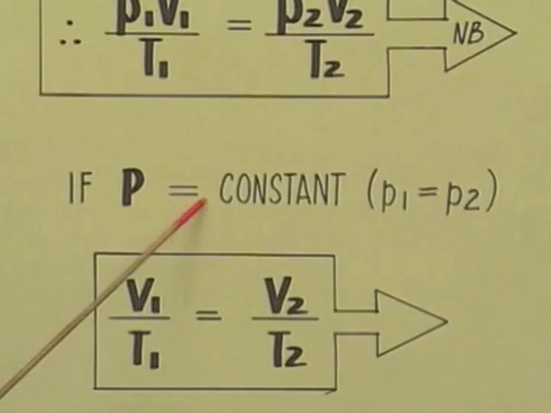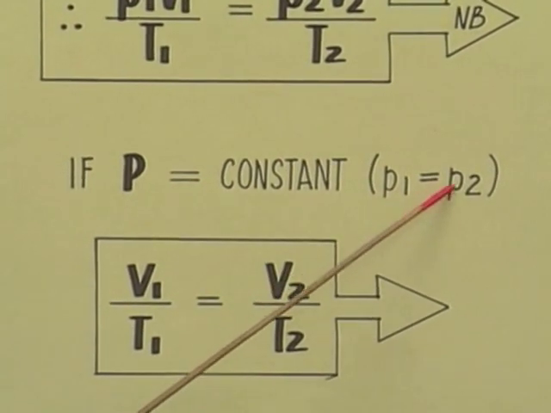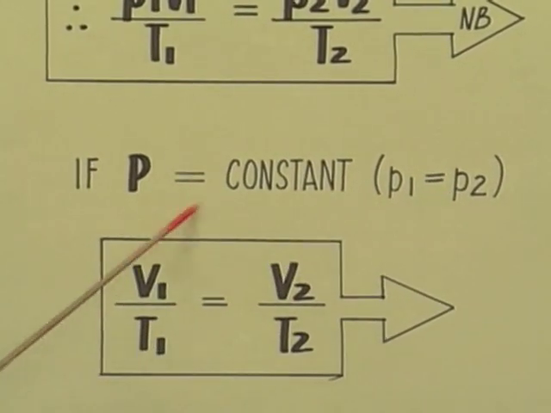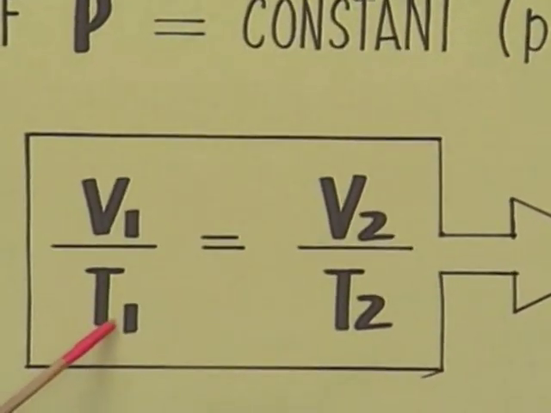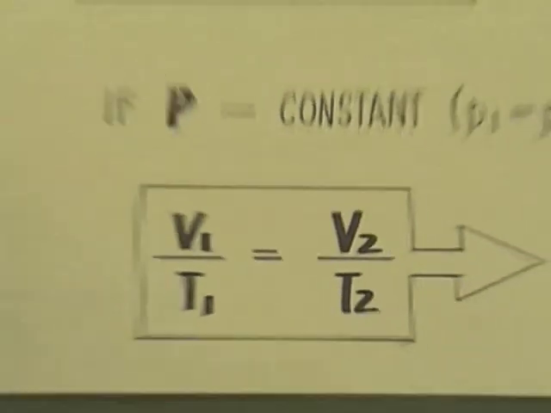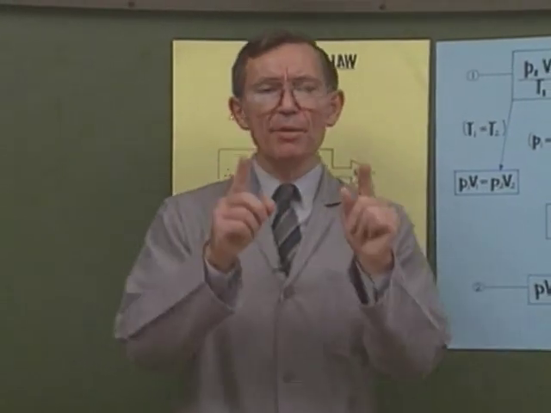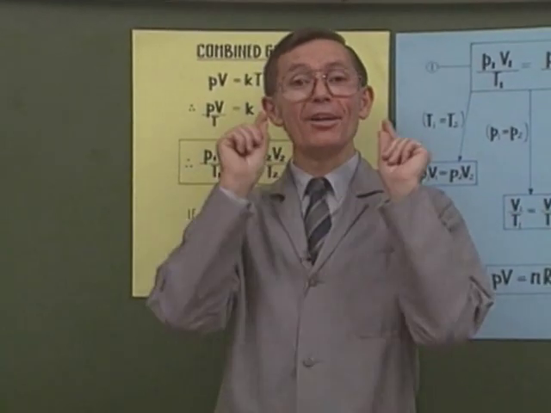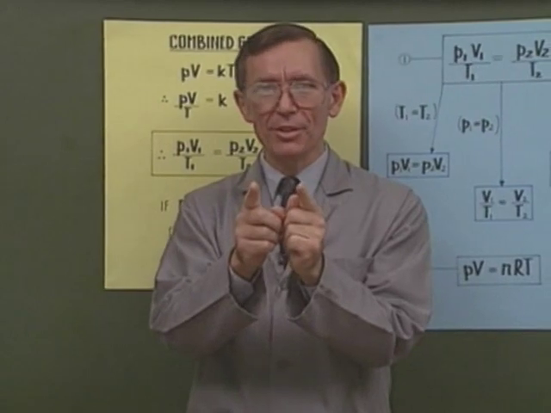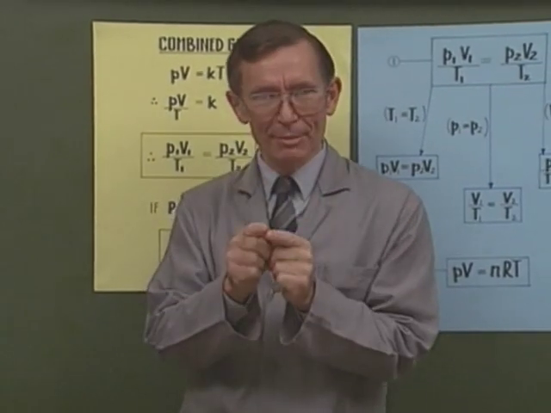If we keep the pressure constant, it means P1 equals P2. What do we get then? We get the formula V1 over T1 is V2 over T2, and this means that the volume of an enclosed gas is always directly proportional to the Kelvin temperature, on condition that the pressure remains constant.